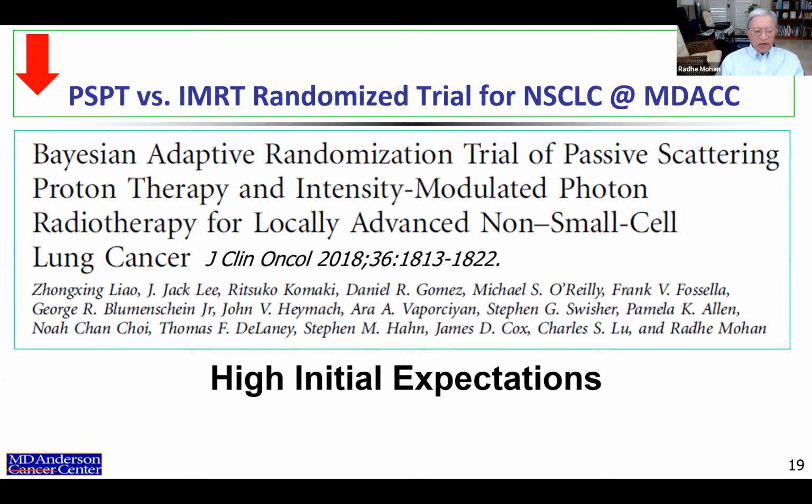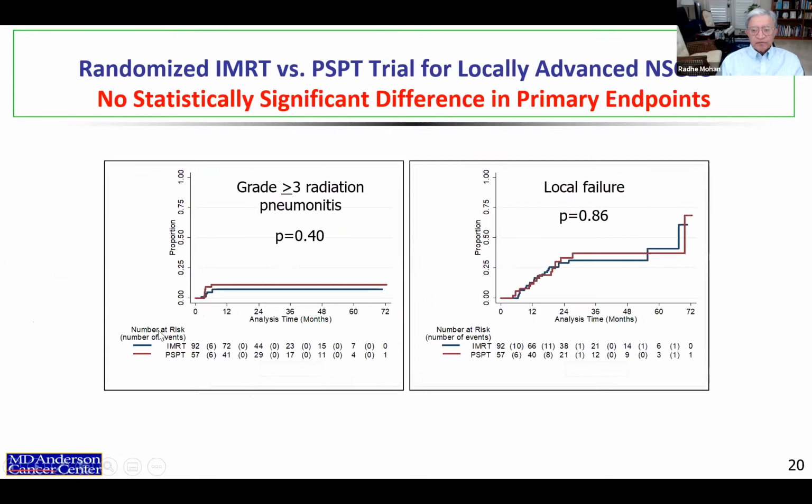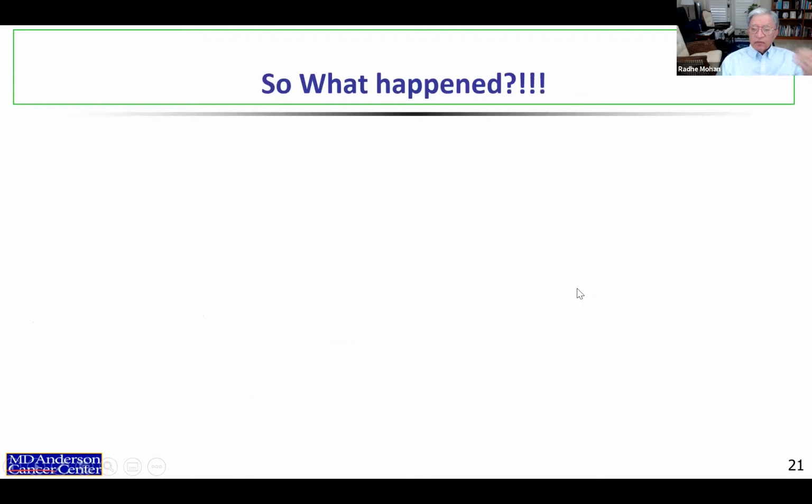But then after a lot of thought, we decided to do this trial anyway. And what we found was this: there was no statistically significant difference in the primary endpoints, whether it's toxicity or grade 3 or higher pneumonitis or local failure. There was no difference between the two.